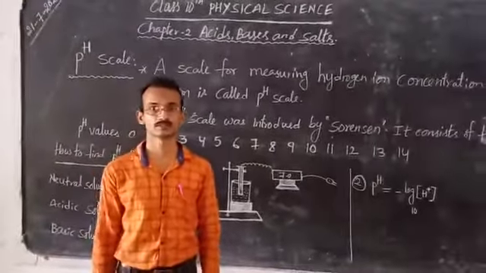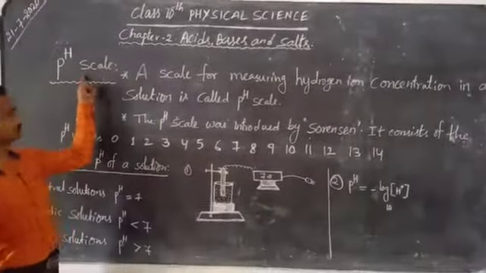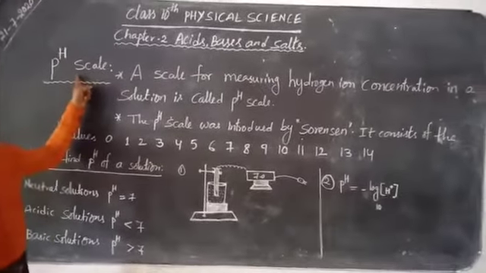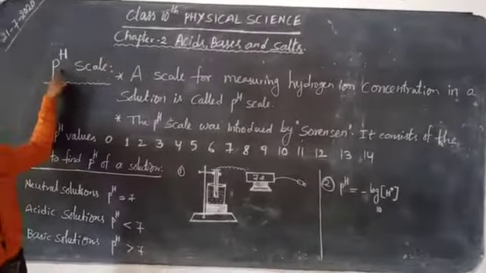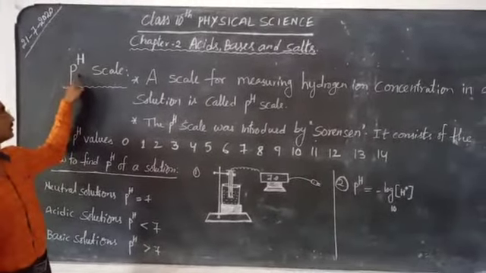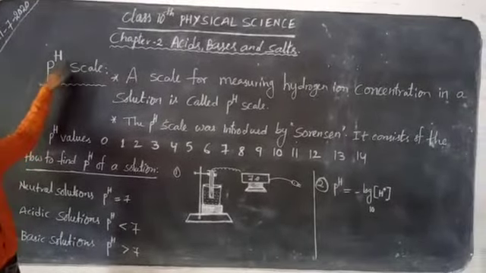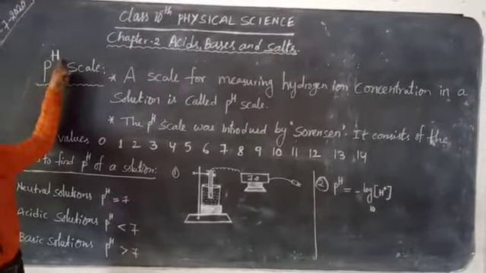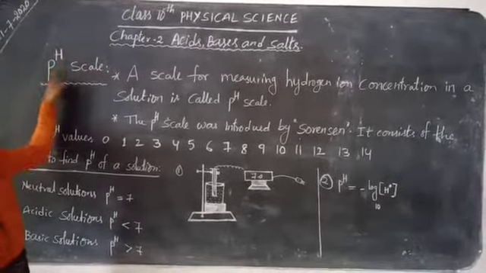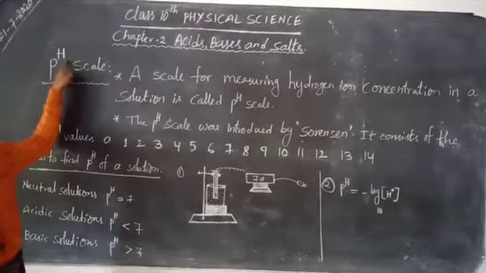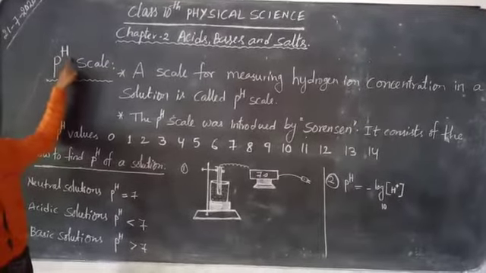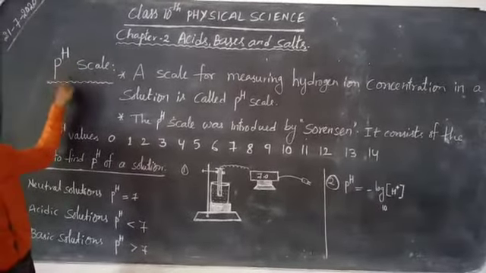The next concept is pH scale. What do you mean by pH scale? P refers to Potenz, which in German means power, strength, or number. H refers to H plus ion concentration. pH scale refers to the number of H plus ions present in a solution. Okay, this was pH scale.